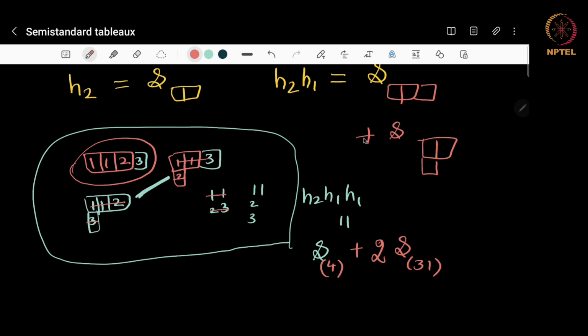Now this is the partition 2 2, and the last one is the partition 2 1 1. So I get s 2 1 1. So that's the final one. Okay, that's done.